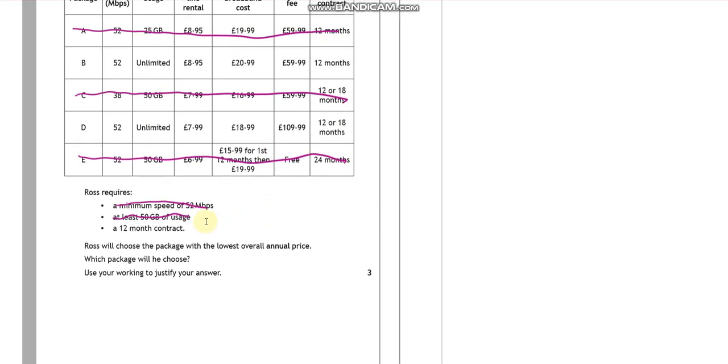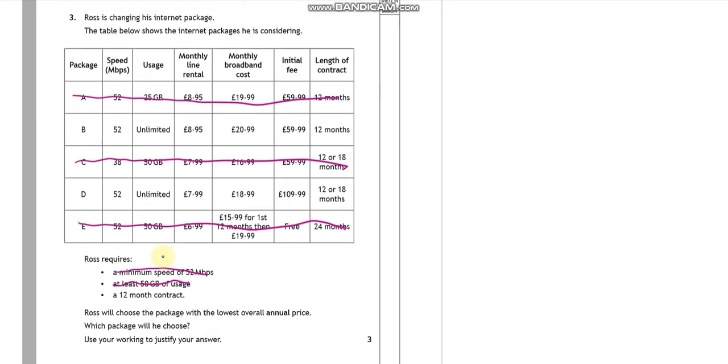And we're just going to compare B and D. So Ross will choose package based on the lowest price. What's he going to go for? So we're looking for a comparison between B and D. So what's it going to be then? Well, this is $8.95 times 12, isn't it? Because that's every month. So I'm going to do $8.95 times by 12. And the monthly broadband cost. So I'm also going to do $20.99 times 12. And to that I will add an initial fee of $59.99. So if I do that as a sum, that's going to give me the total for that package.